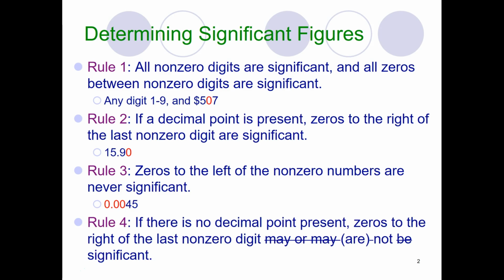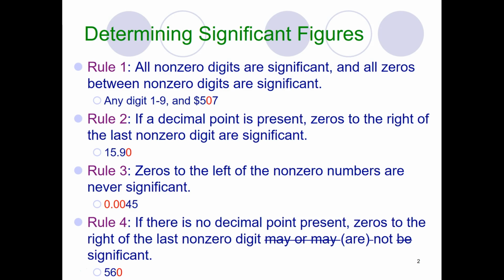Last rule, rule 4, my least favorite rule from our textbook. It's a little bit ambiguous, so I'm going to change the rule a little bit. It says if there is no decimal point present, so you cannot see the period, zeros to the right at the end of the last non-zero digit may or may not be significant. I don't like the wishy-washy of this, so I'm making a hard and fast rule. If you do not see a visible decimal point, the period, in the number, and you have zeros at the end, they're not significant.